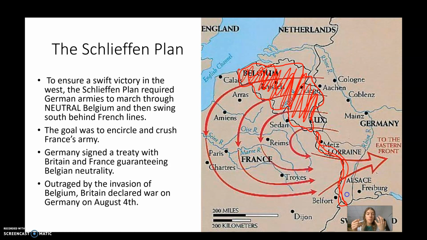But here's the problem. Germany, France, and Britain had signed a treaty to make sure that no one involves Belgium because they are neutral. They all guaranteed Belgian neutrality. Because this happened and Germany invaded through Belgium and around from behind France, Britain was outraged and they get involved in the war as well.